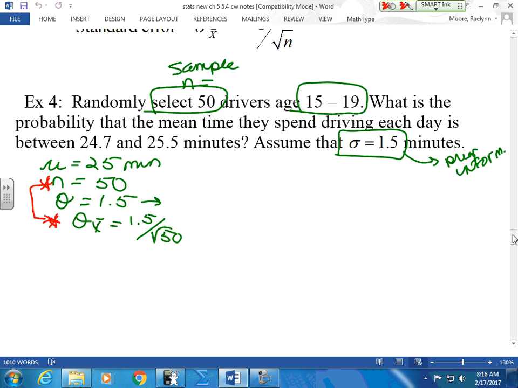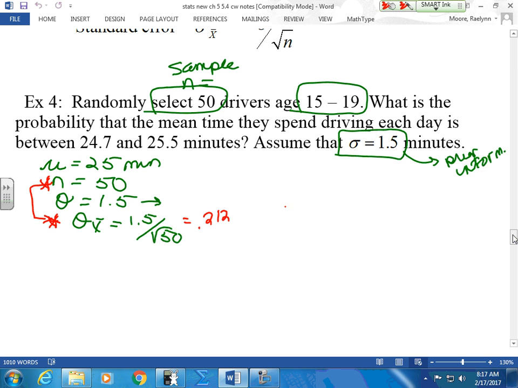Okay. So when we put this in here, we get 0.212. I just made it go to 3 decimals, but you don't have to make it go to 3 decimals. When we put it in the formula, I'm going to leave it as 1.5 divided by the square root of 50. And then you're just going to put that whole thing in your calculator.